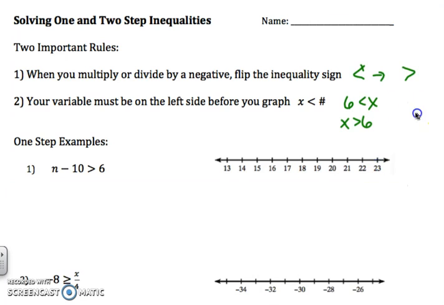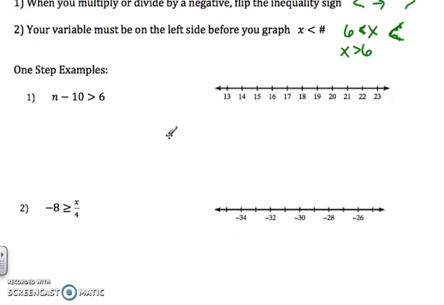How I remember that is, remember this little inequality sign used to be a gator. In elementary school, that was a really bad gator. So that little gator is eating the x, and so you just have to make sure that that gator is also eating that x or opening up to that x when you flip it around. So you can only graph when x is on the left-hand side. So let's try some one-step examples.